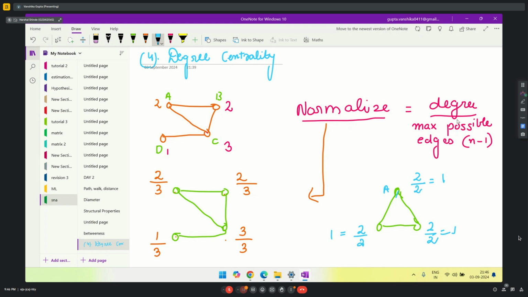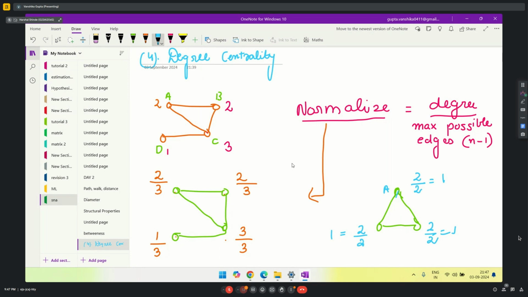Normalization generally means that we are bringing values to the range of 0 to 1 or minus 1 to 1. In this case, 0 to 1 because it cannot be negative. And in this case, n is the total number of nodes. Okay.